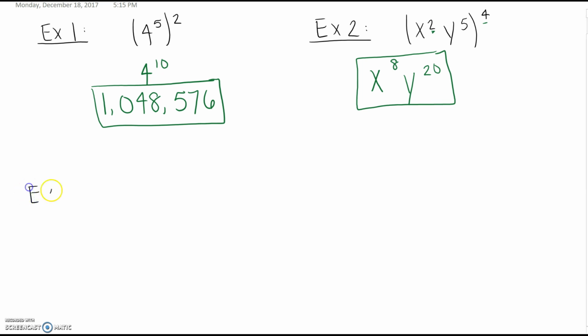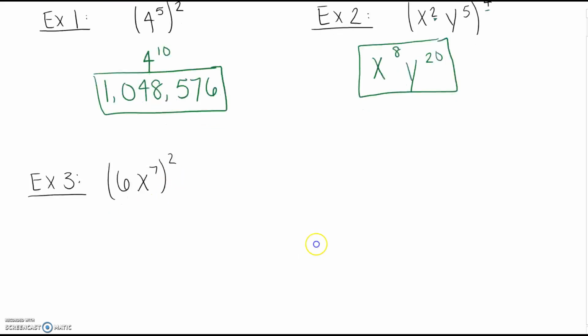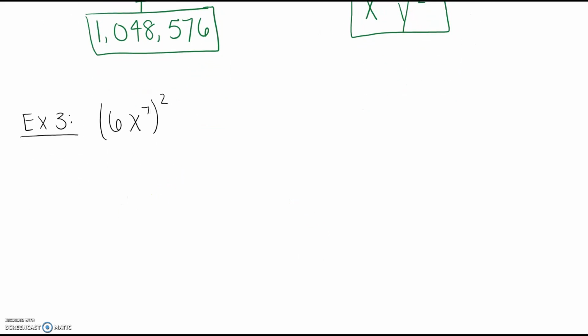Example 3. 6 times x to the 7th all squared. So the thing about this one is you have to remember that 6 does have an exponent technically of 1. So if I'm going to solve this, it's going to be 6 squared times x to the 14th. And we do need to simplify, so 6 squared is the same as 36. So we've got 36 times x to the 14th power.